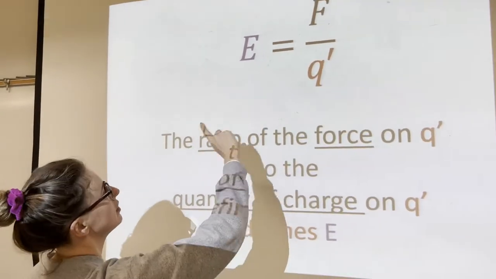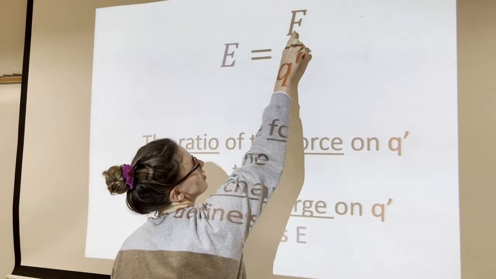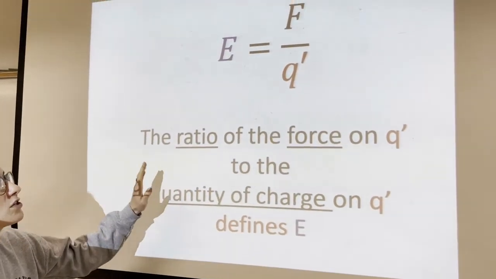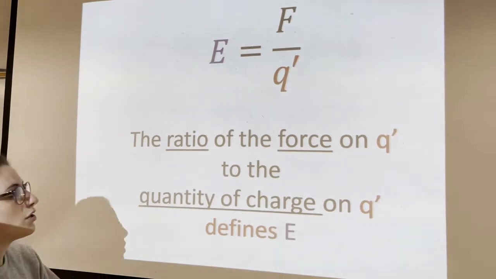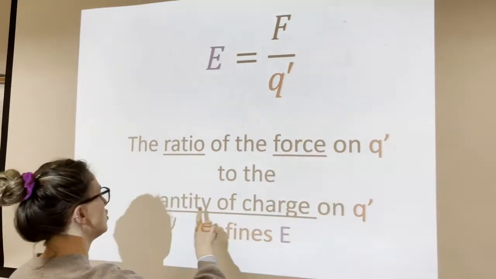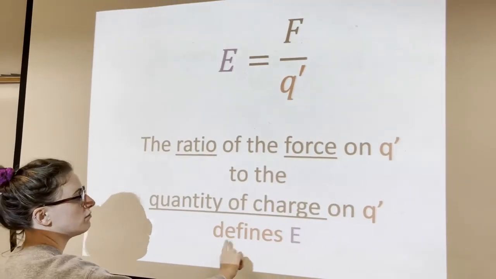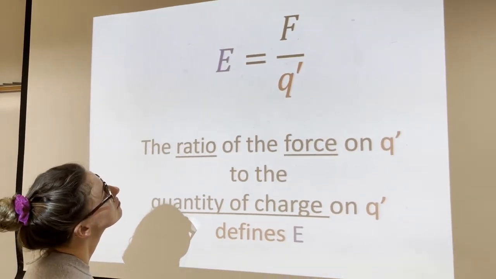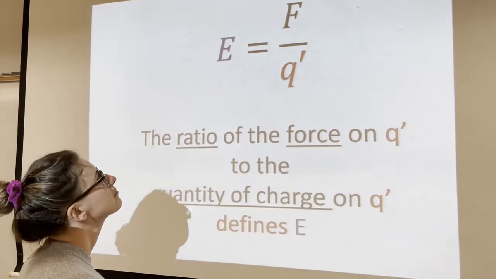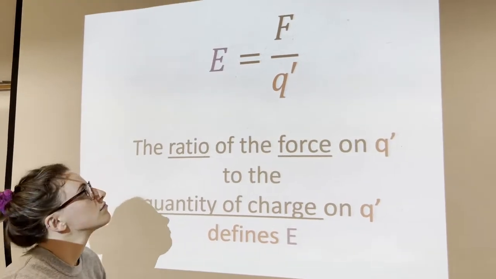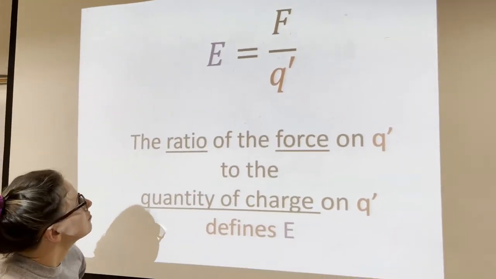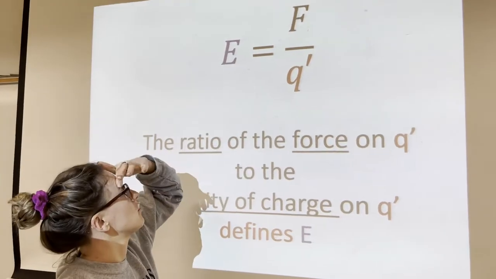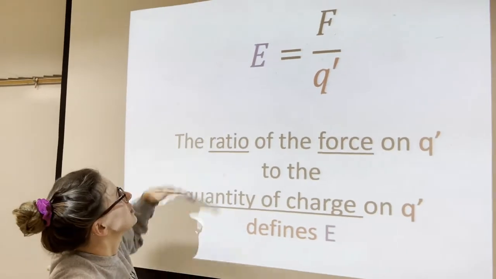The electric field equals the force of the electric field over the test charge. The ratio of the force on the test charge to the quantity of charge on the test charge defines E. So this is a definition of the measured electric field. And the force that's being measured is the force that the test charge feels. There's another one, right? We'll stick with this one.